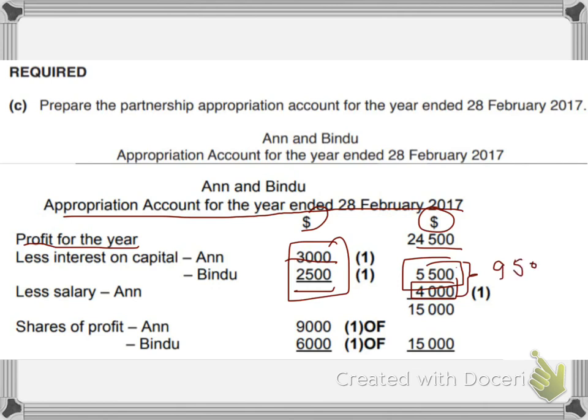Then we deduct 24,500 from 9,500 and we get 15,000. So 15,000 is the residual profit. And remember that if the answer is in negative, then that's a loss.